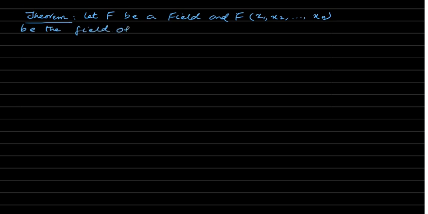Let F be a field, and let F(x1, x2, ..., xn) be the field of rational functions over F. A rational function is over the field F.